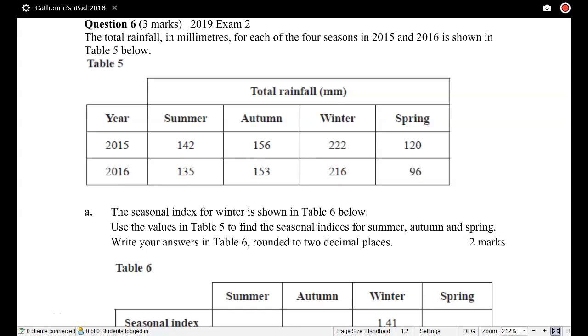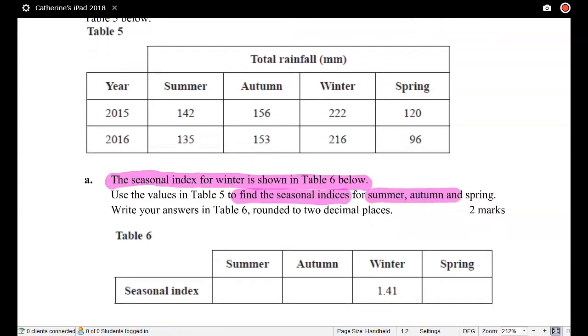So here we have question 6 from exam 2 of the 2019 exam. The total rainfall in millimetres for each of the 4 seasons in 2015 and 2016 is shown in table 5 below. So here we've got the total rainfall. The seasonal index for winter is shown in table 6 below. Use the values in table 5 to find the seasonal indices for summer, autumn and spring. Write your answers in table 6 rounded to 2 decimal places.